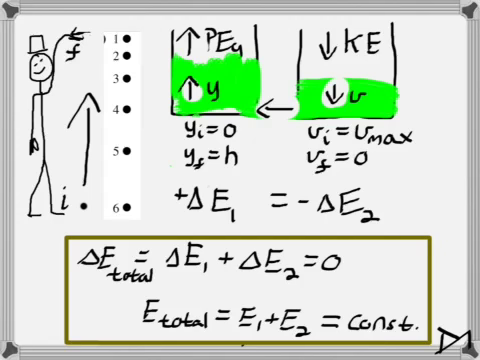E total is a constant. E total is E1 plus E2. This constant, this total energy, never changes. Total energy is conserved in this situation. And so if we take the change of the constant, we get 0. So the loss of 1 is the gain of 2, and vice versa.